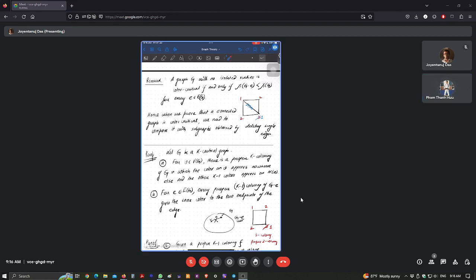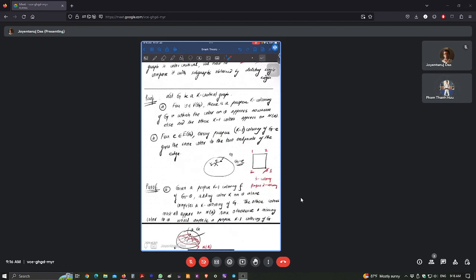So the next proposition is: if G is a k-critical graph, then for every vertex v in the vertex set, there is a proper k-coloring of G in which the color on v appears nowhere else, and the other k minus one colors appear on the neighbors of v.